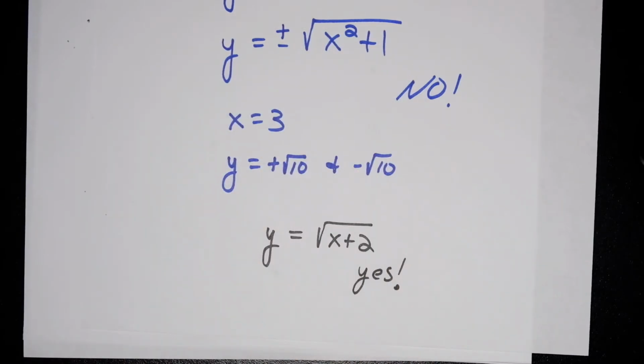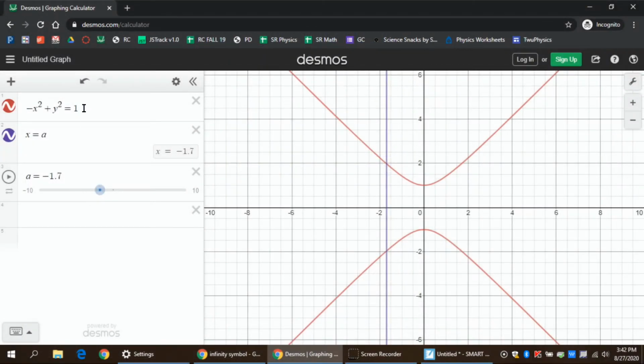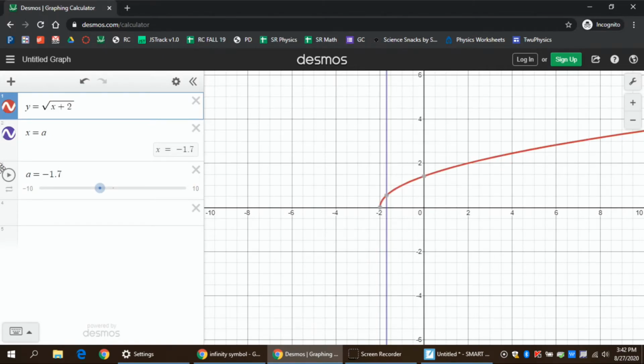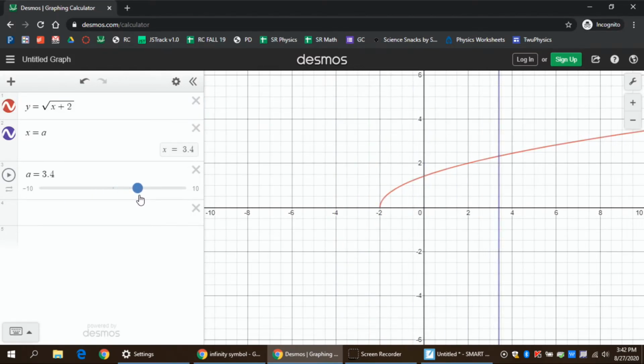In fact, if we go back to Desmos real fast, if we change this up here to that function, y equals the square root of x plus 2, notice it passes the vertical line test. See that? It's just our square root function and it's shifted to the left twice. So that is a function.